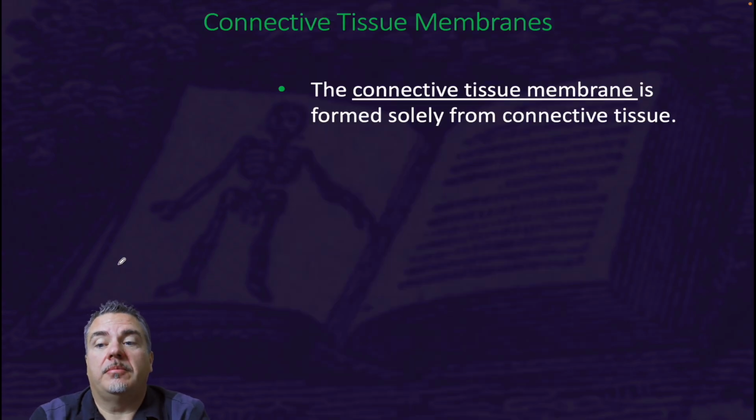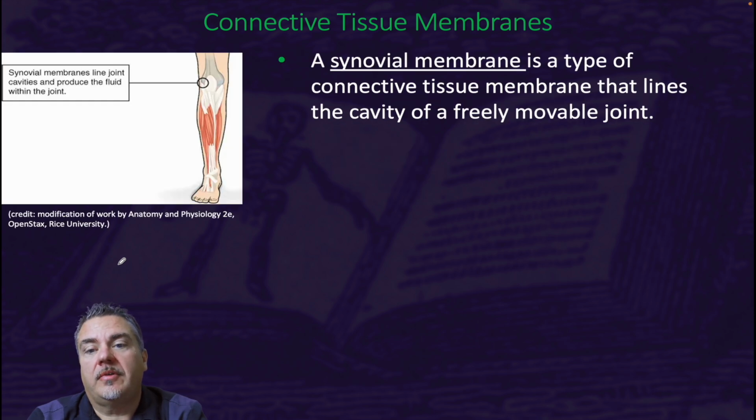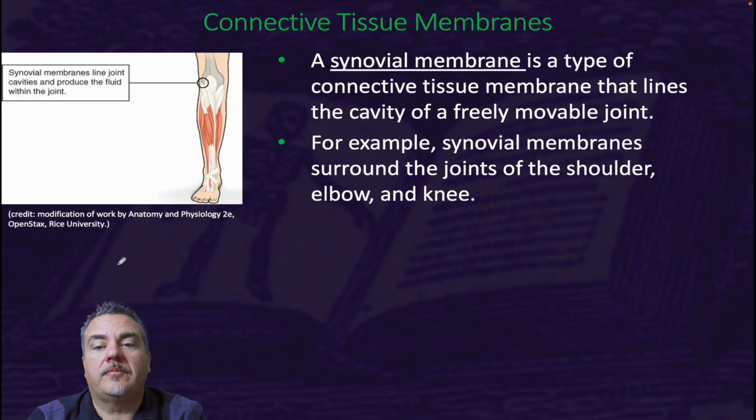The connective tissue membrane is formed solely from connective tissue. These membranes encapsulate organs, such as the kidneys, and line our movable joints. The synovial membrane is a type of connective tissue membrane that lines the cavity of a freely movable joint. For example, synovial membranes surround the joints of the shoulder, the elbow, and the knee.